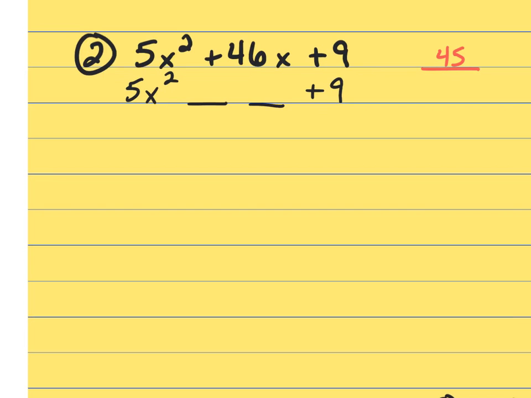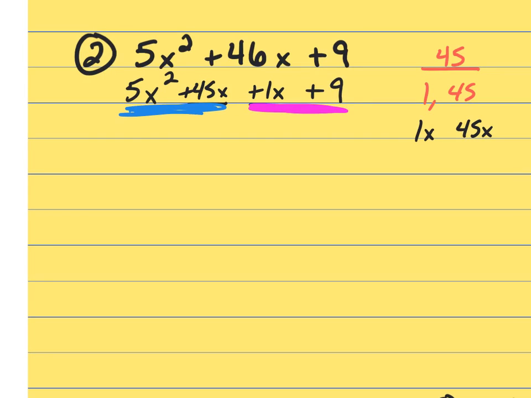And does anybody know what numbers multiply to give you 45, and when you add them you get 46? Positive 45 and positive 1. That's right, 1 and 45. Now I'm going to rewrite that and say 1x and 45x, because those are what I have to plug in. I'm going to put the positive 45x here and the positive 1x here. Now this is where I always underline one side blue and the other side purple. On the blue side, what's the most I can factor out of those two terms? I can take out a 5x, and I'm left with an x plus 9.